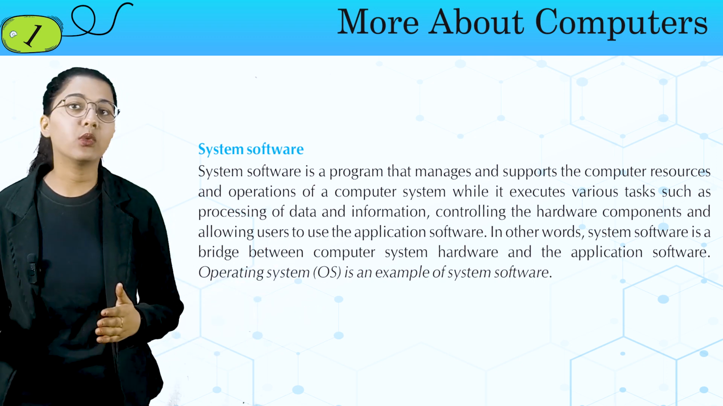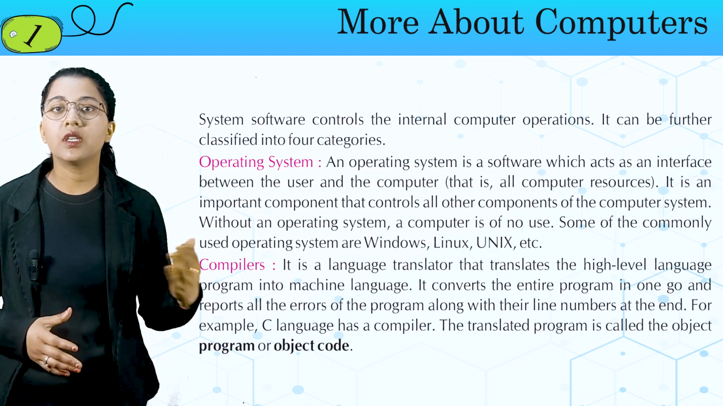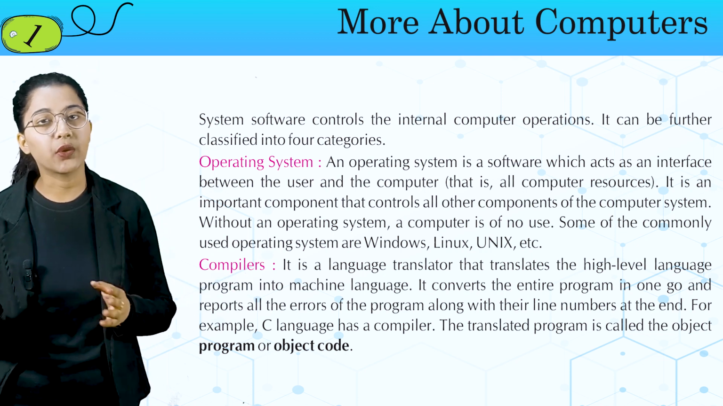Operating system, that is OS, is an example of system software. System software controls the internal computer operation. It can be further classified into 4 categories.